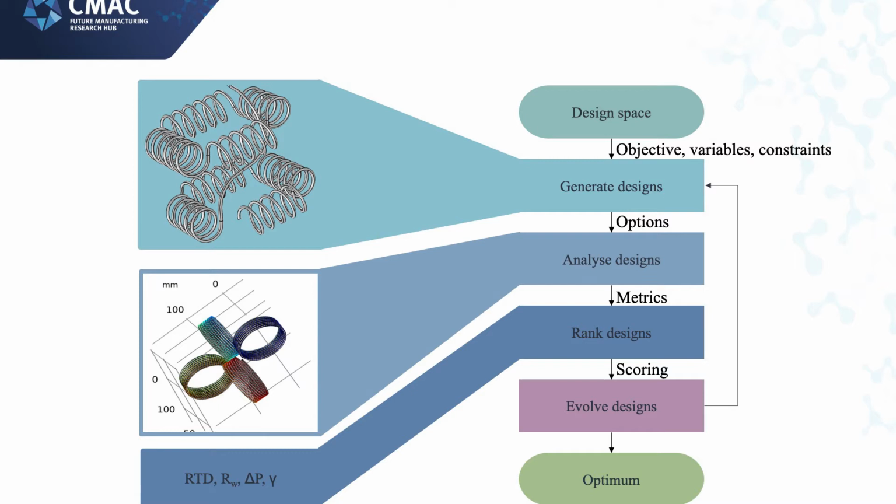We then need to analyze this design. So what is the output for this? In this case, we're interested in things like residence time distribution, pressure drop, shear rate. If we include chemistry, we look at kinetics, yields, conversions, things like that. And then we can obviously have all these performance metrics, and we can rank our designs and choose which model we want to look at.